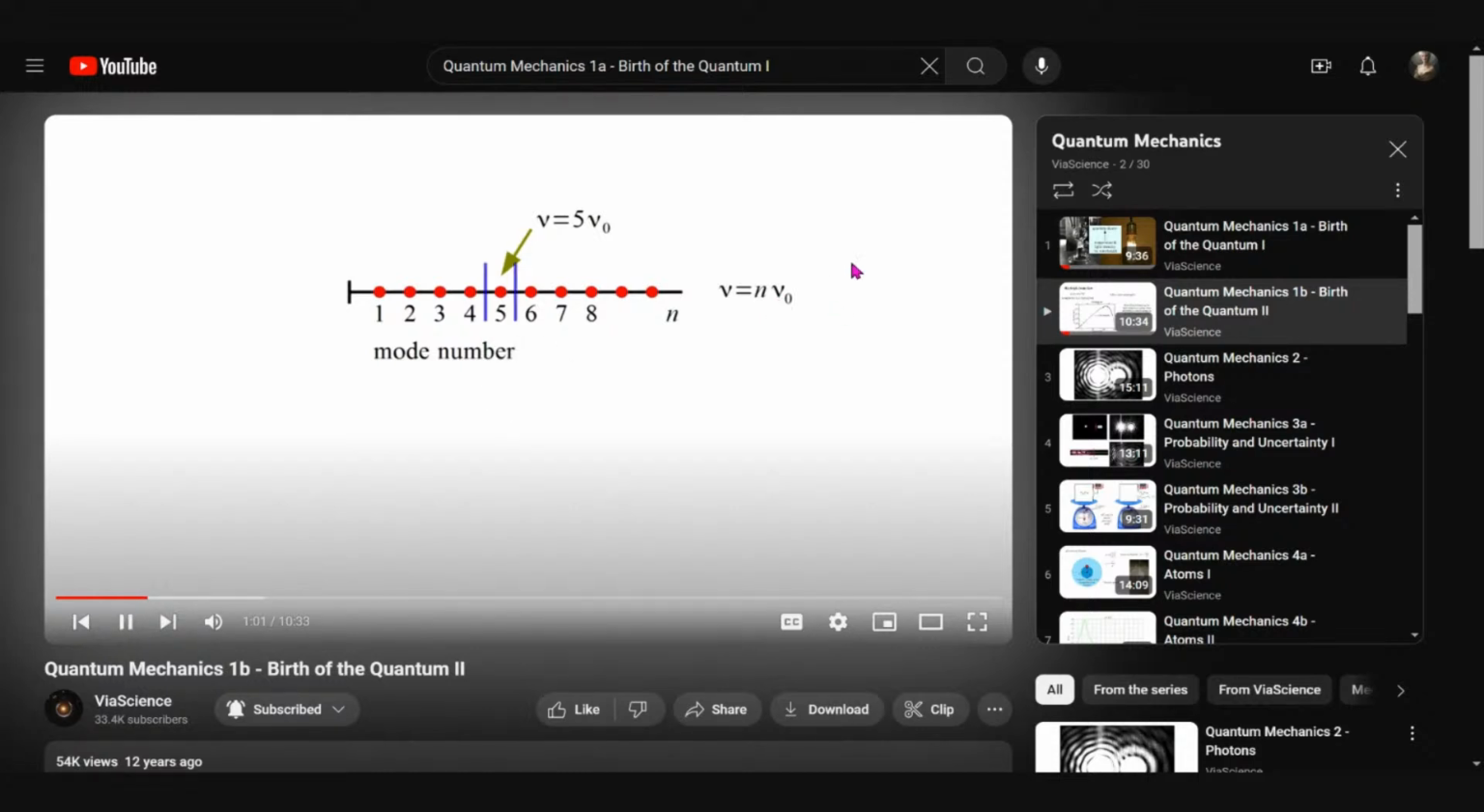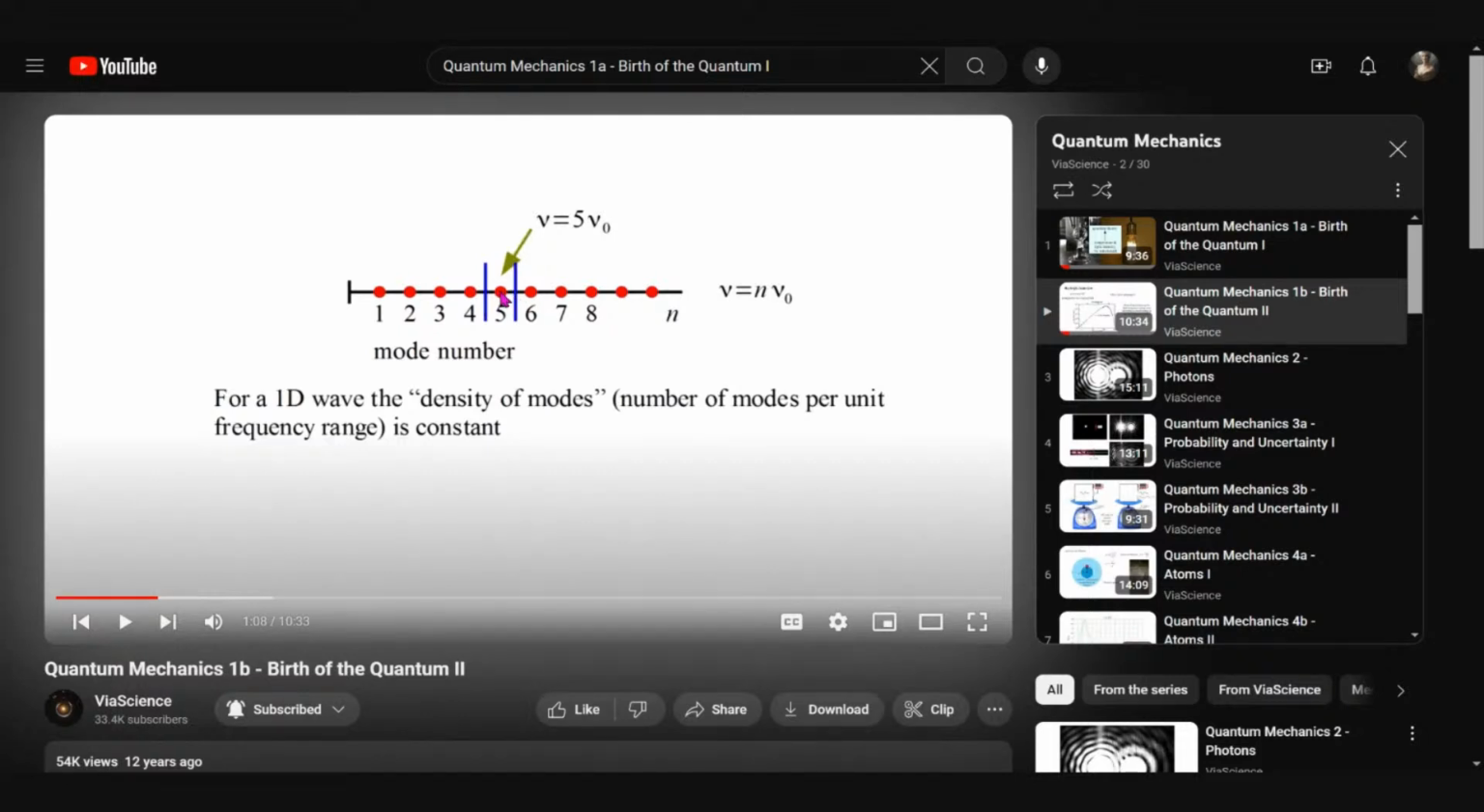An important question for us is this. Within a given range of frequencies, say between these blue lines, how many modes are there?